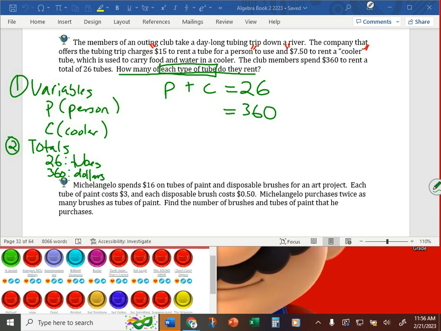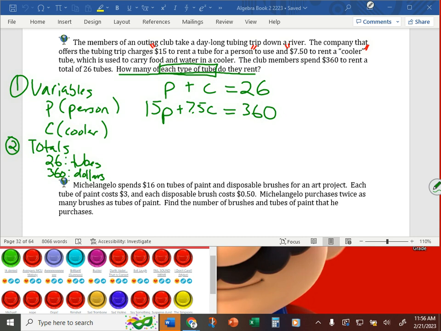Brilliant, right? $15 per person tube. If you buy one person tube, it's $15. You buy two of them, now it's 30. You buy three of them, 45. 10 of them, it's 150, right? You're multiplying the number of person tubes by $15. It's $15 per tube. And then plus 7.5C, because $7.50 per cooler tube. If you want to put the 7.50, it's fine, okay? But there you have it.